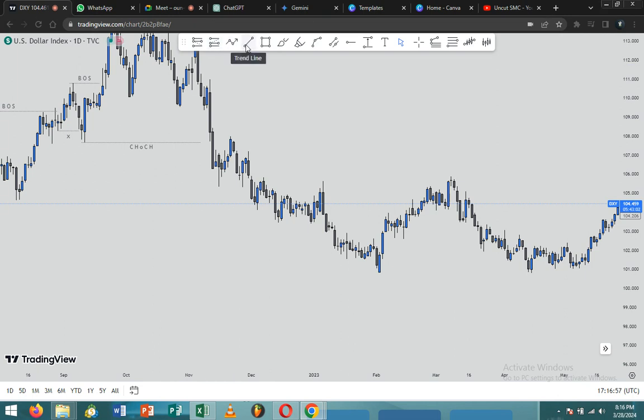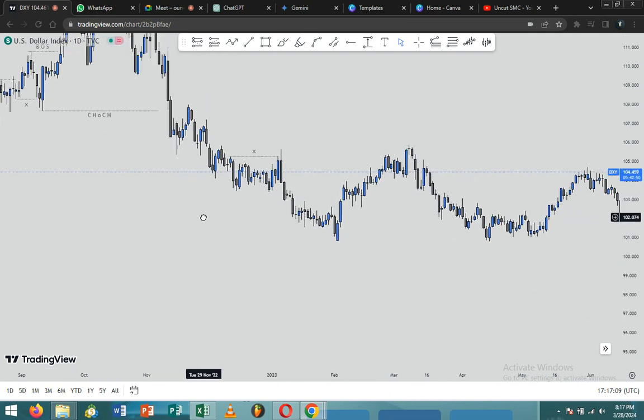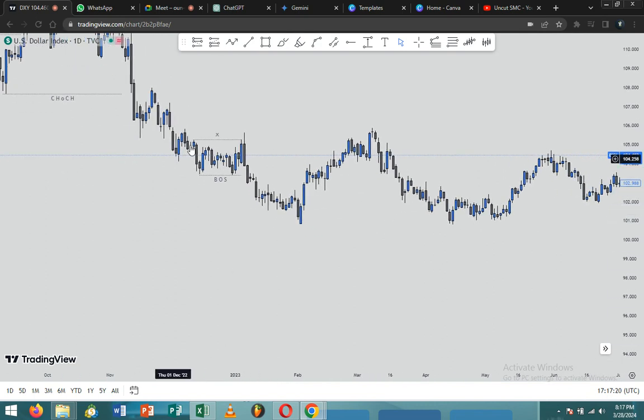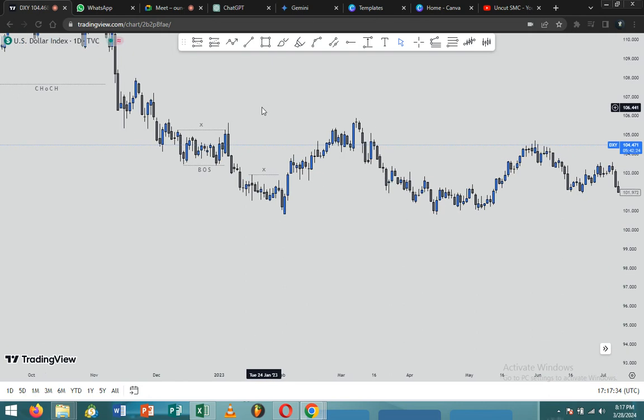So we are looking for inducement, and of course we want to see one that has been taken out. Let's check this. This one is a valid pullback, and therefore it confirms an inducement. So for that case, this one becomes BOS. If that is BOS, then we are looking for some other inducement. Let's check and see. Oh, sorry, that one is wrong. Inducement is here.